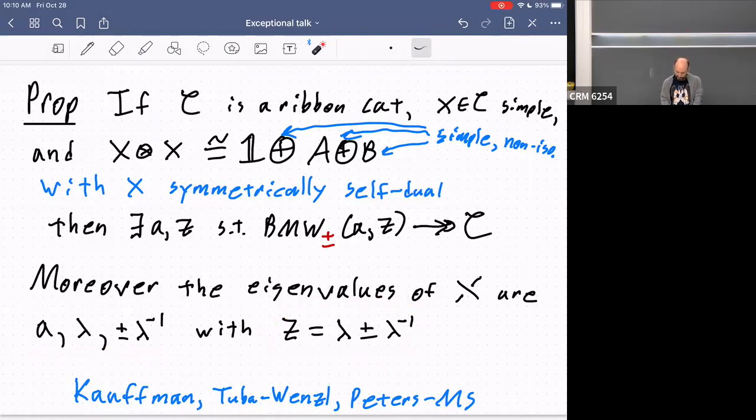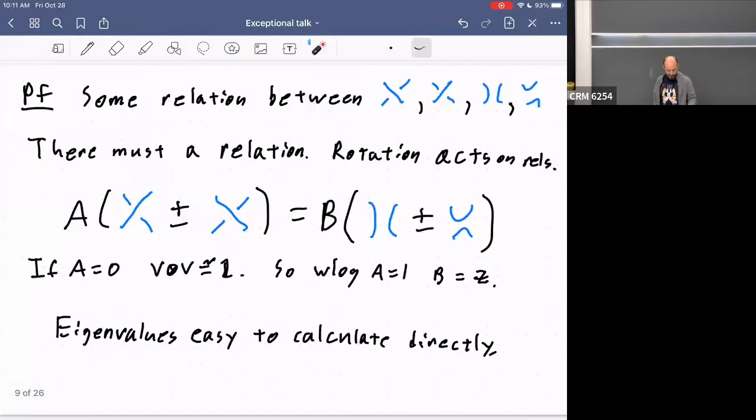This comes from a very old paper of mine with Emily and Scott, but everyone must have known it before, we just wrote down the right statement. Okay, and the proof of this is not hard. There must be some relation between these four diagrams because they live in a three-dimensional space. Rotation acts on the space of relations. If I have a valid relation and I rotate, it's still going to be a valid relation. So I must have a relation that's a rotational eigenvector.